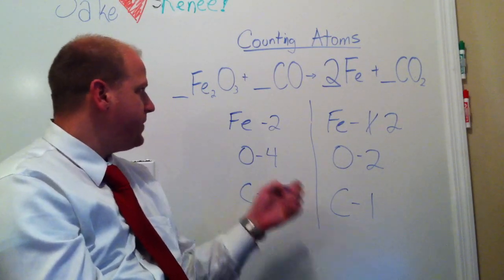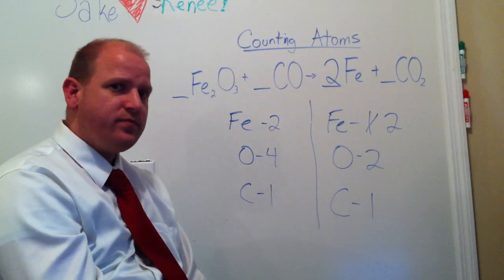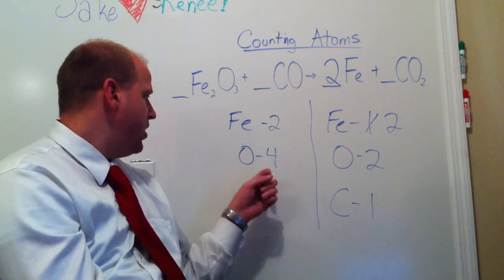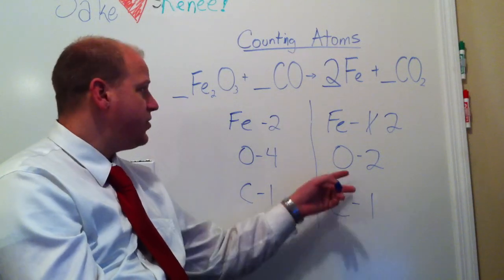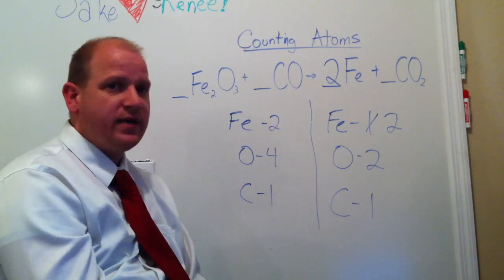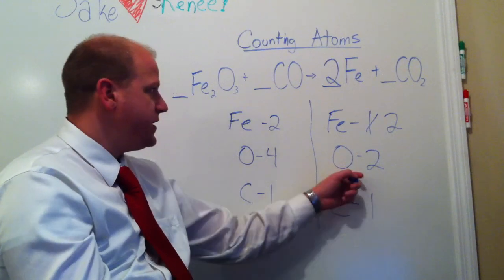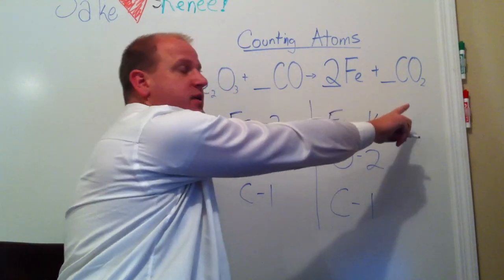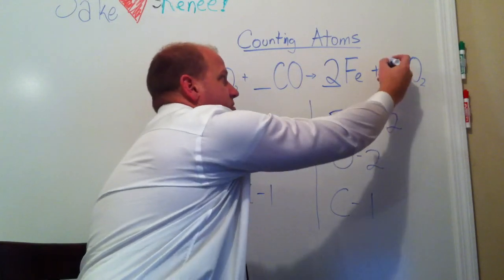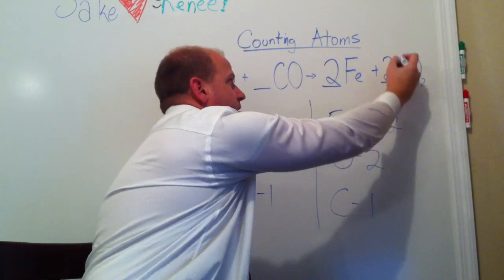Then after that, I'm going to go over to my oxygen. If I look over at my oxygen, I have 4 on my reactant side, and I've only got 2 on my product side. So just to make those equal, I need to multiply those 2. So I look over here where it's at in the equation. I've got 2 right there, so I got to multiply it by 2.